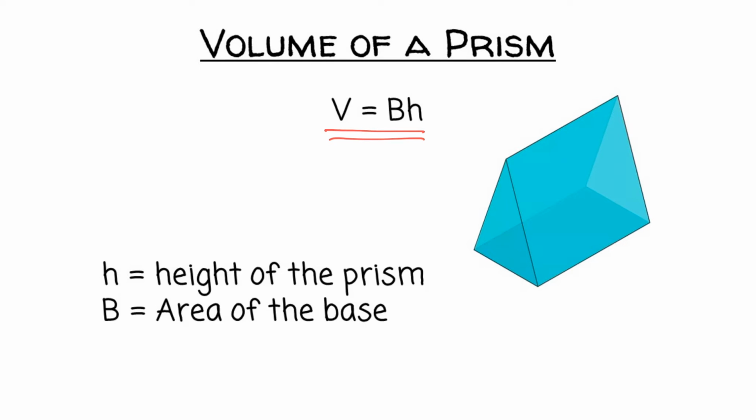Capital B stands for the area of the base. The H stands for the height of the prism. So in our case here, this triangle would be the base, the area of the base. We would need to find the area of that triangle, and then the height would be the height of the prism. Let's try a couple of examples.